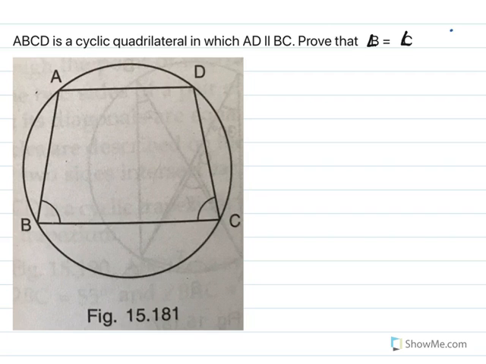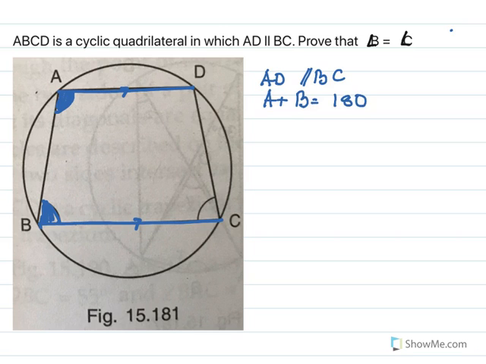ABCD is cyclic and AD is parallel to BC. Let's mark that first. We have it. AD is parallel to BC. So the co-interior angles will be supplementary. Now who are the co-interior angles? I can say angle A and angle B will be the co-interior angles. So let me write that. AD parallel to BC. Therefore A plus B equal to 180. And why is A plus B 180? Co-interior angles are always supplementary when the lines are parallel.